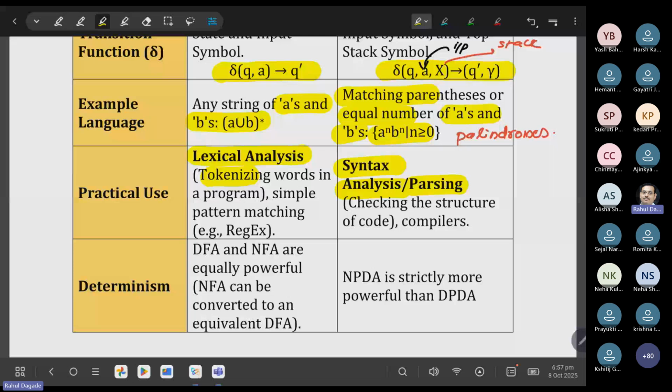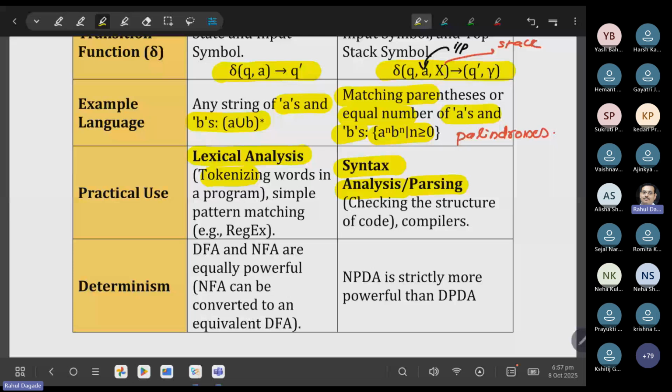What do you mean by syntax analysis? Typically in a programming language, if there is any error in what you write, then it gives a syntax error. So how is that syntax error generated? This syntax error is generated, or detected, using PDA, pushdown automata.